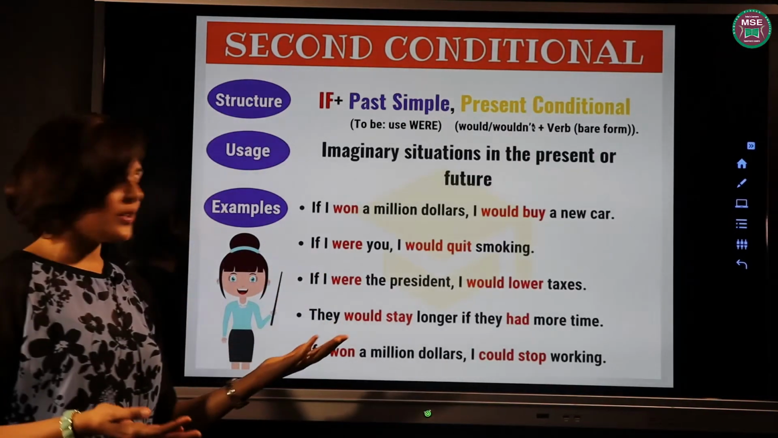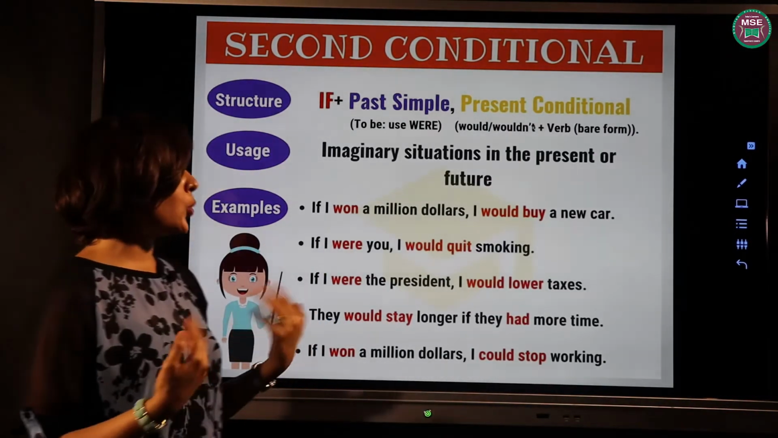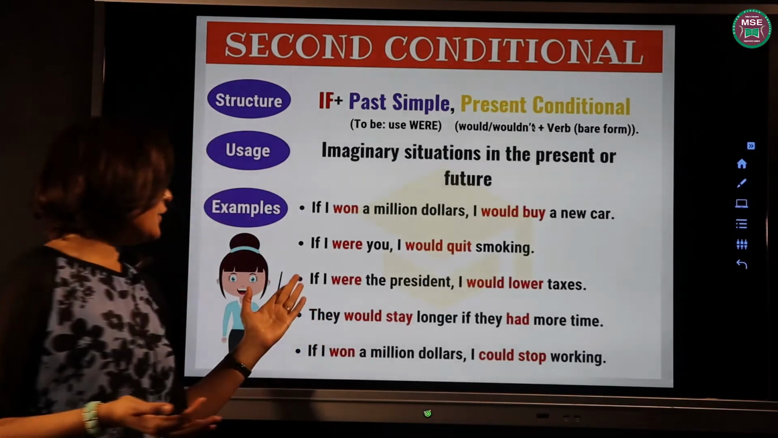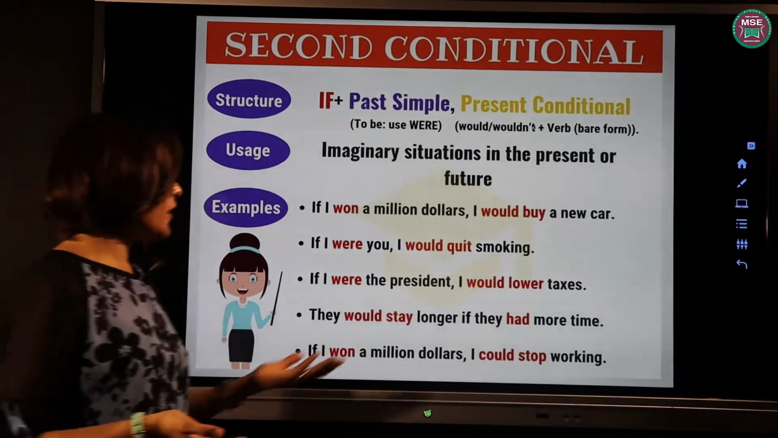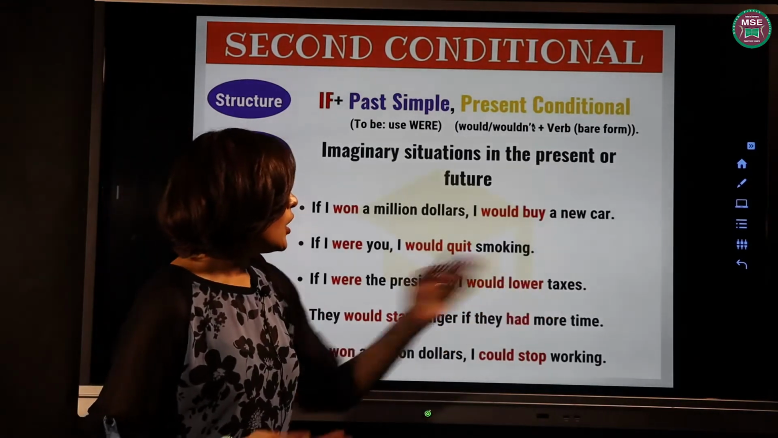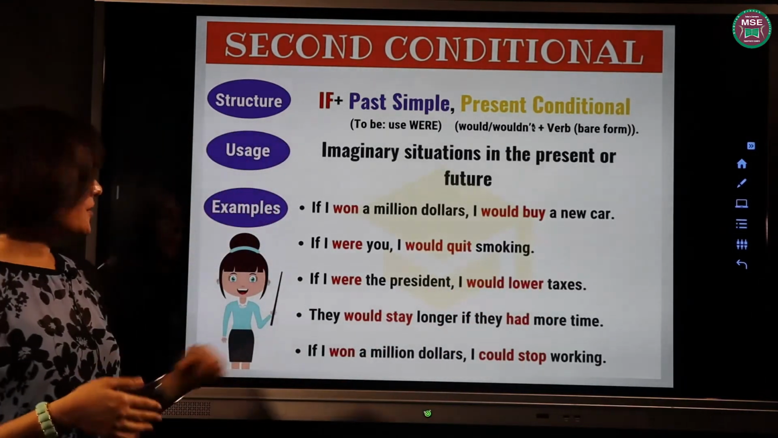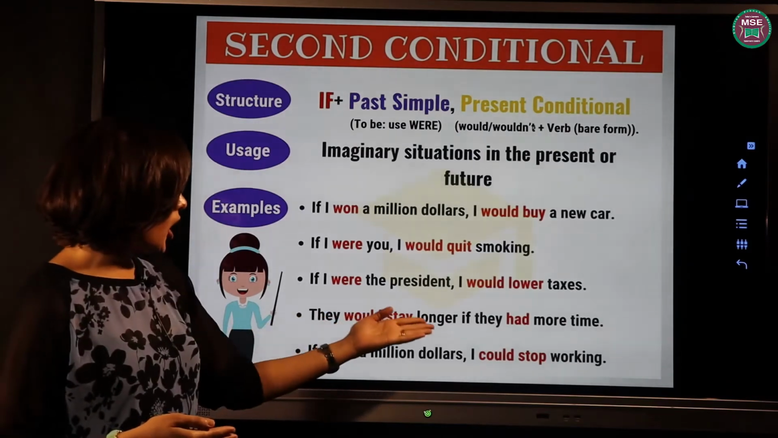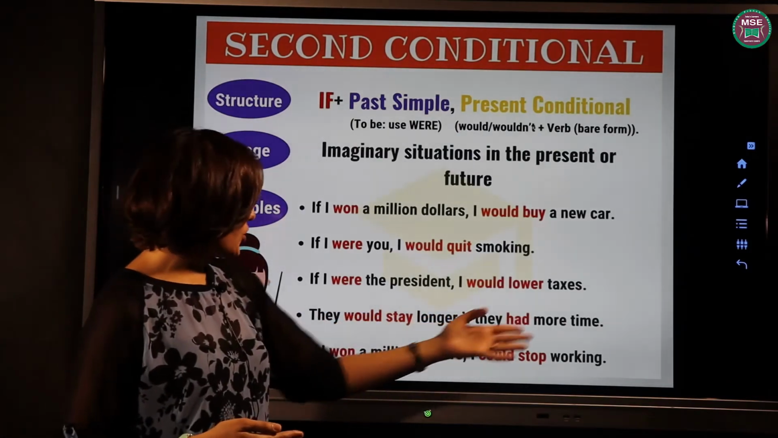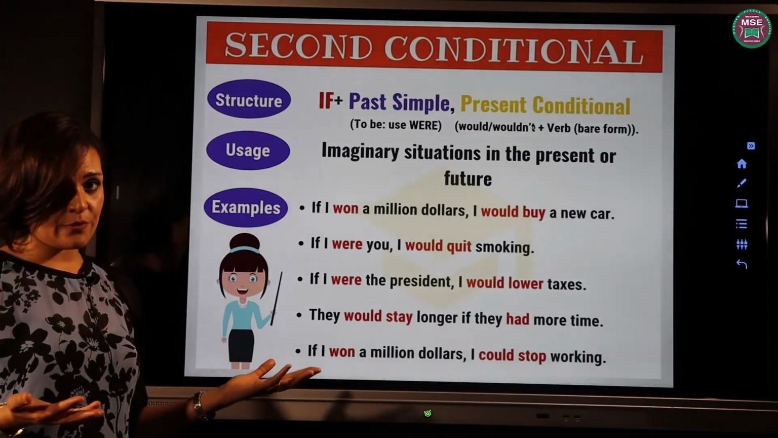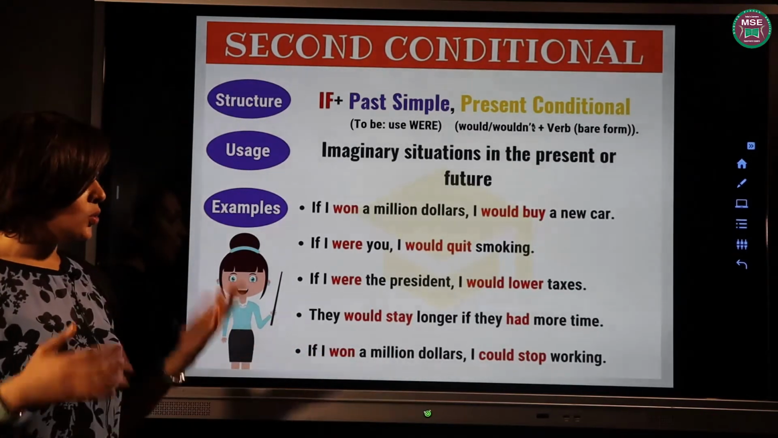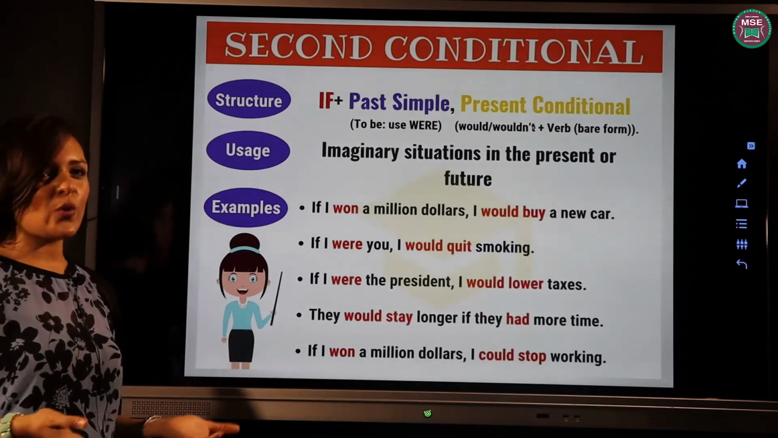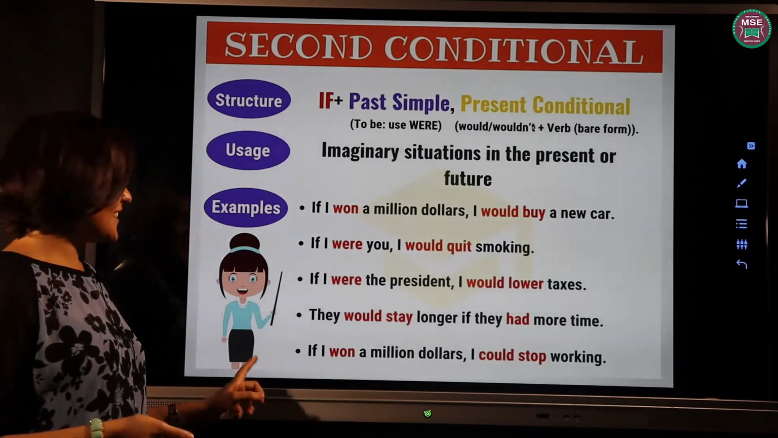If I were you, this is advice, I would quit smoking. If I were the president, for sure I'm not the president, I would lower taxes. They would stay longer if they had more time. It's impossible to have more time. If I won $1 million, I could stop working, and of course this is an imaginary sentence.